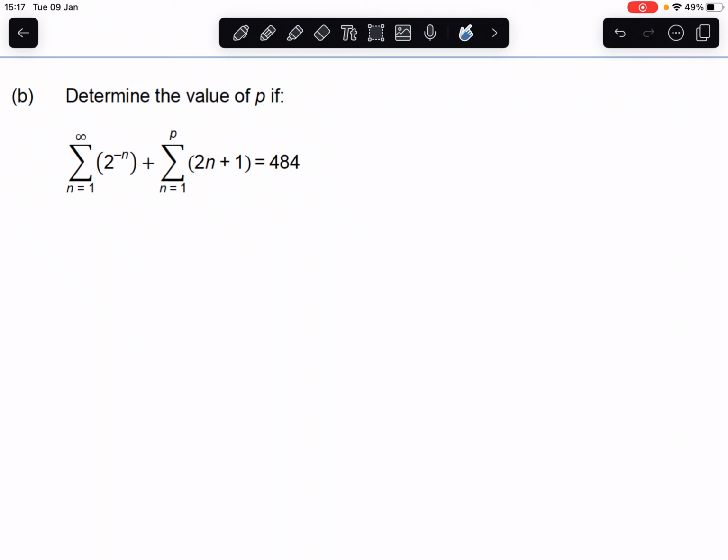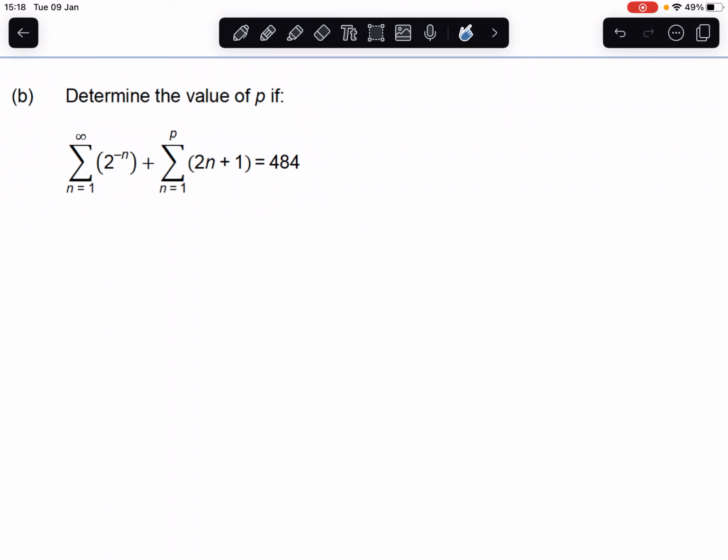We're looking at IEB May 2023, Paper 1, Question 12b. Determine the value of P if the sum to infinity of 2 to the negative n plus the sum from 1 to p of 2n plus 1 is equal to 484.